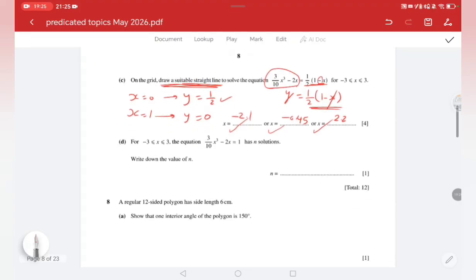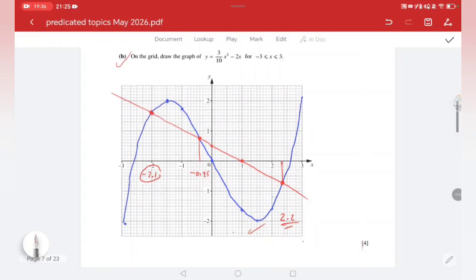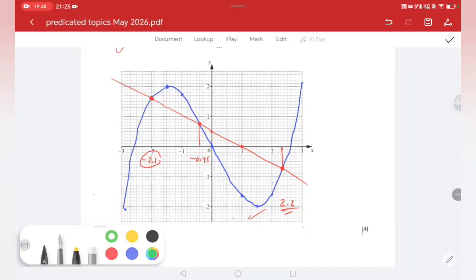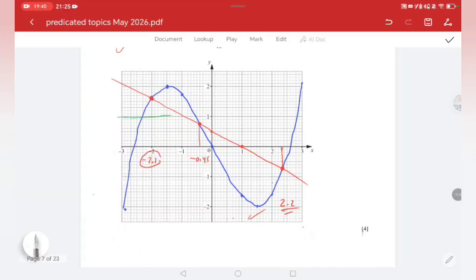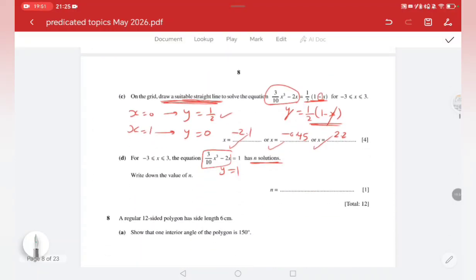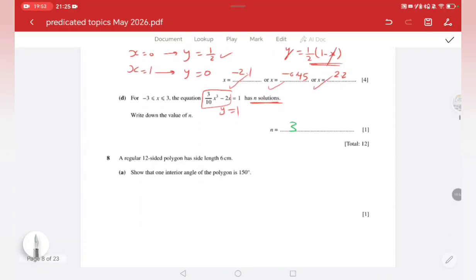Again, they said the number of solutions has n solutions. What is this one again? This one is y. Y equals to 1. So we need to draw y equals to 1. If you make y equals to 1 here, this is the line. Again, use a ruler, please. So how many solutions do we have? This solution 1, 2, 3. I have 3 solutions. So we will write the number of solutions is 3.